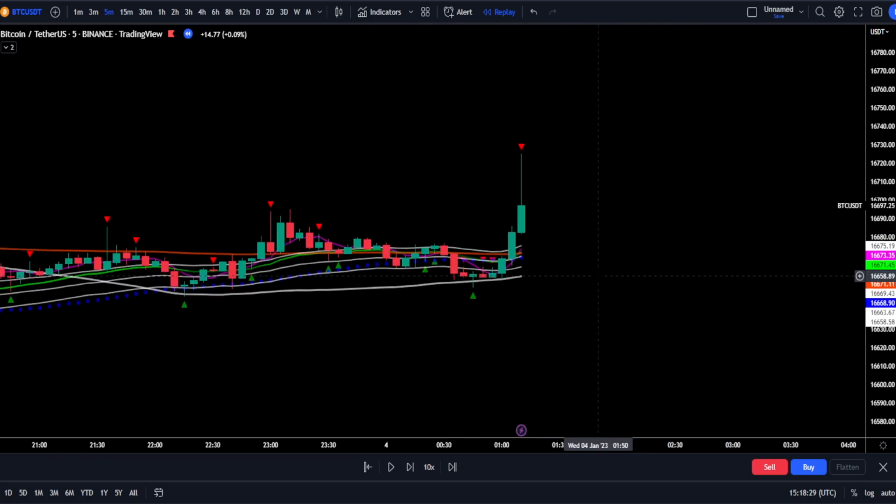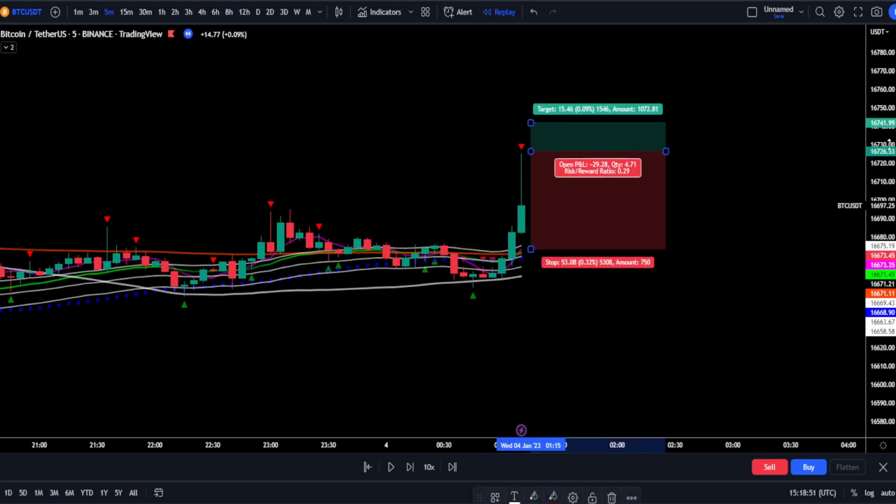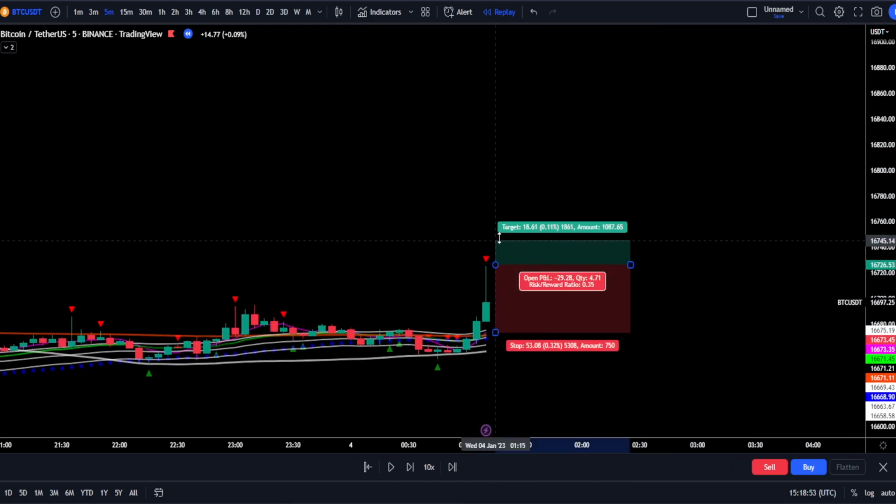Once we have all of our conditions met, we're going to be placing our buy order slightly above the highest price of this candlestick, right here. We're going to be setting our stop loss at our purple line, and our take profit target will be 1.5 times the risk.